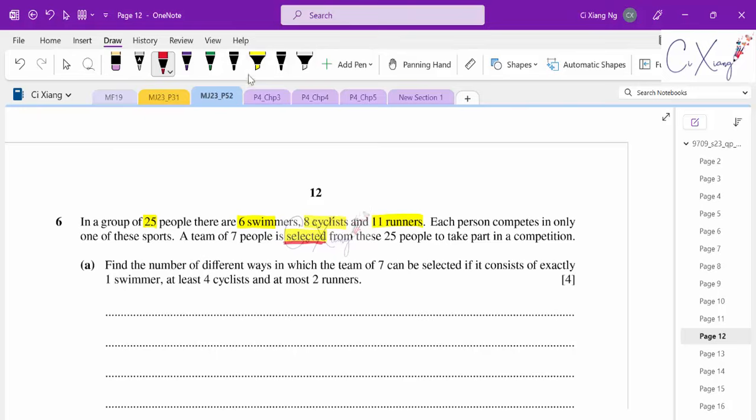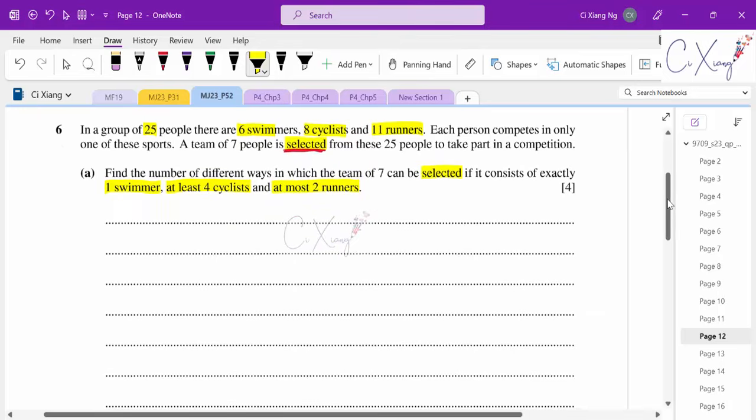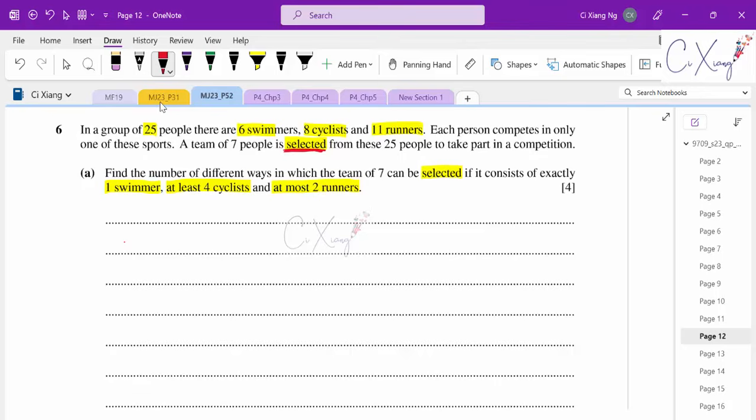For part A, they want us to find the number of different ways in which a team can be selected. So I want to select 7 people, but there are some restrictions to follow. The team consists of exactly 1 swimmer, at least 4 cyclists and at most 2 runners. For all these kinds of cases, it will be good to list out all the possible cases.